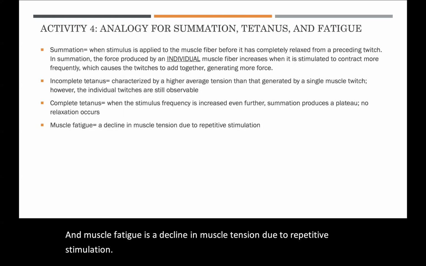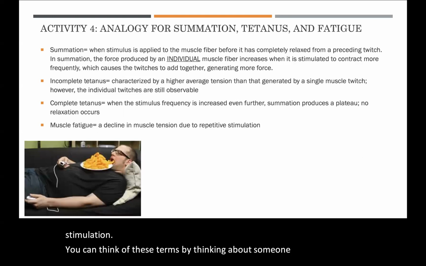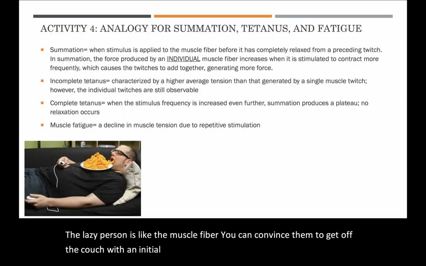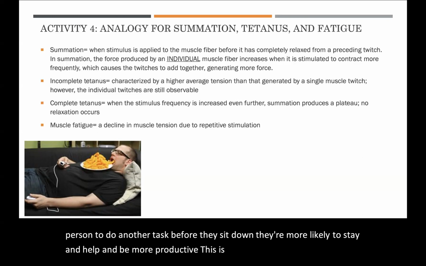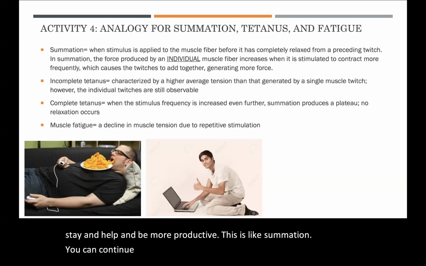You can think of these terms by thinking about someone feeling lazy. The lazy person is like the muscle fiber. You can convince them to get off the couch with an initial request, or an action potential. If you ask that person to do another task before they sit down, they are more likely to stay and help and be more productive. This is like summation. You can continue asking for help so they accomplish more. This is like generating more force.